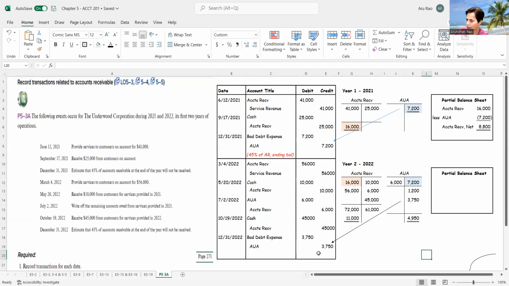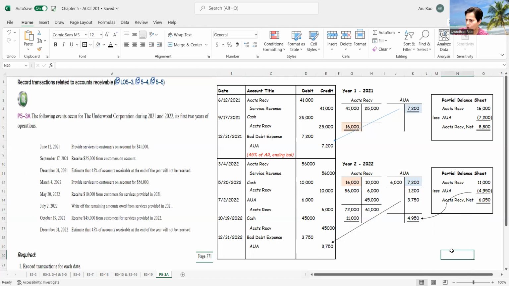Okay, now that we've seen this, let's look at the partial balance sheet just like we did before. Accounts receivable, how much do I have left over? I have 11,000 left over. My allowance for uncollectible accounts, I have 4,950. And that leaves me with net receivables of 6,050.